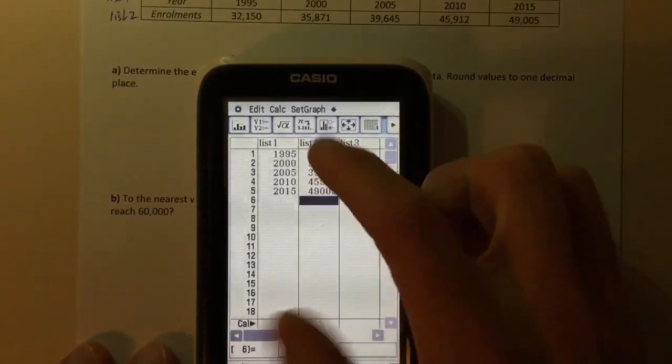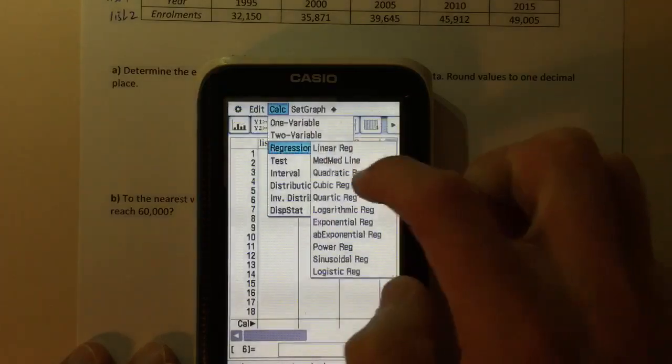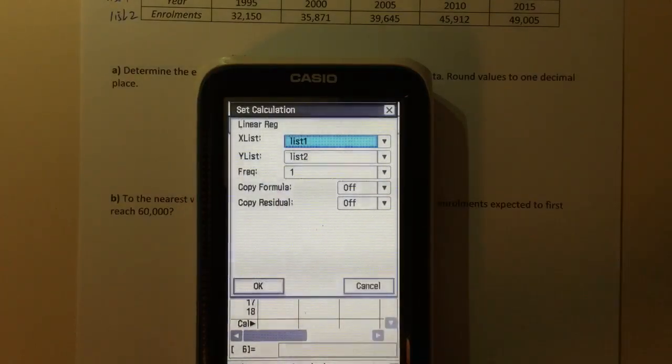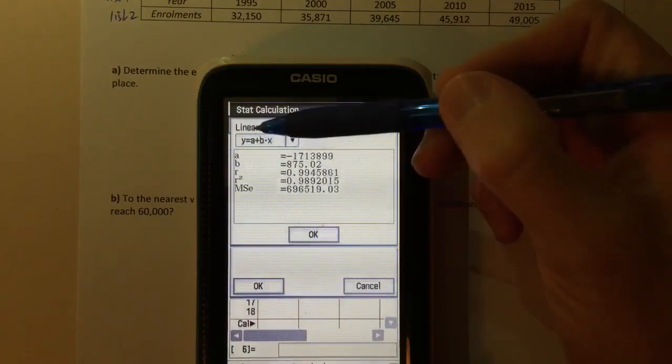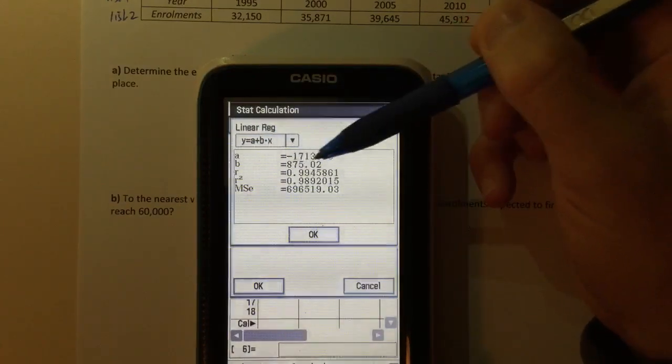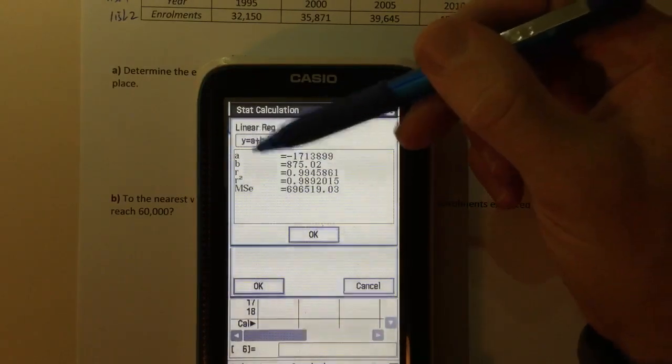All right, once we've got the data in there, our process here is calc, regression, and then linear reg. It's not a situation where we're transforming any data or anything like that, so we don't have to worry about any other list other than what's in list 1 and list 2. We hit OK, and we get our equation in the form y equals a plus bx. So they've given us the value of a and the value of b here. Our job is just to write this down in terms of the variables.